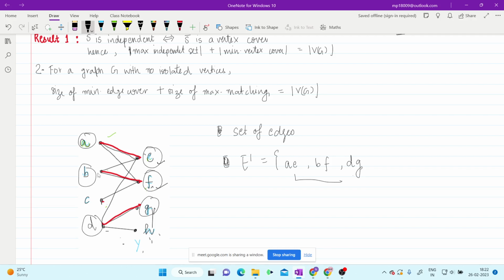So C was a leftover vertex, so we include this edge CF, and we also include this edge HD. Now if we look at these five edges, we see that all the vertices are covered. Therefore these five edges form an edge cover.